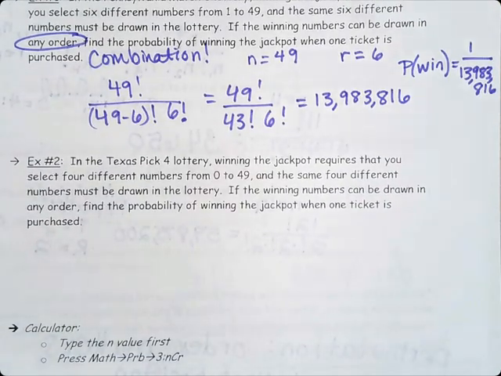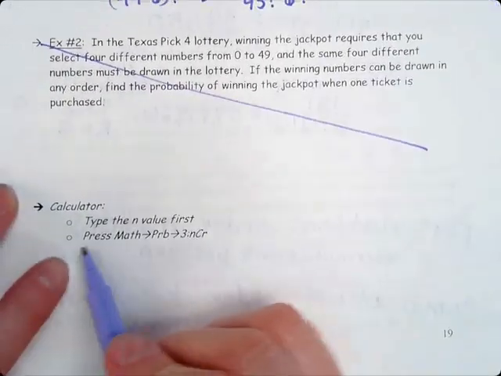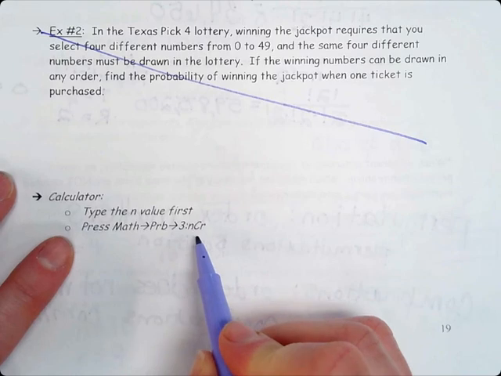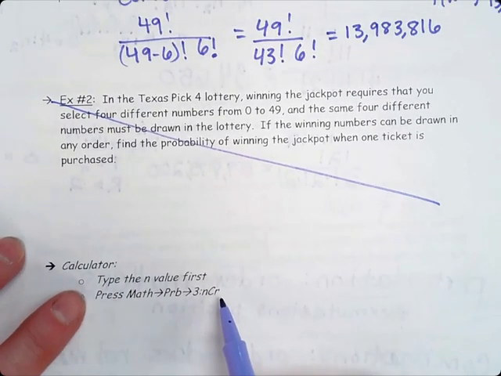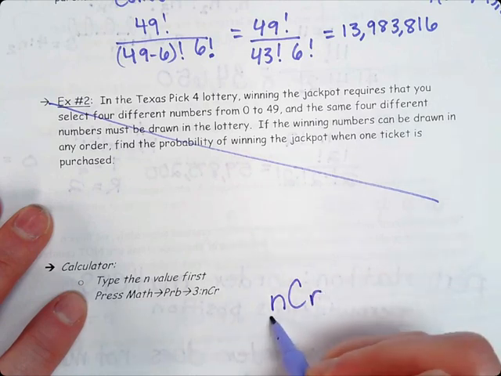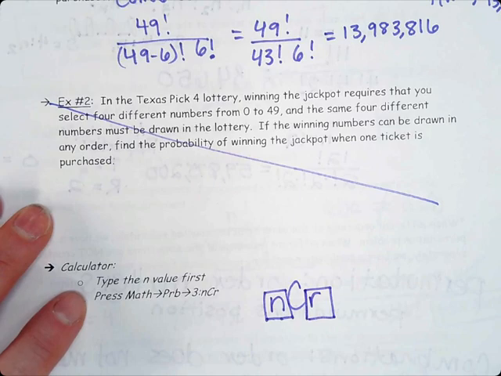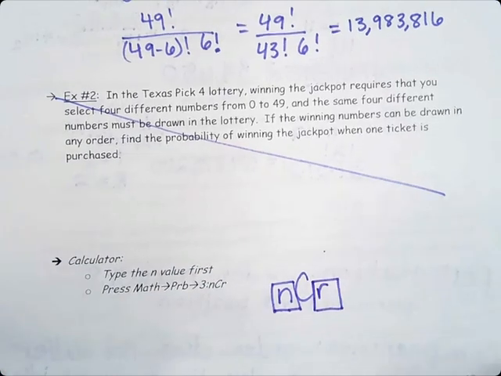Example 2 is very similar. We're going to skip that, out of time. But there is a button in the calculator that we can use, nCr. So n is how many you have, and r is how many you're selecting. C stands for combination.